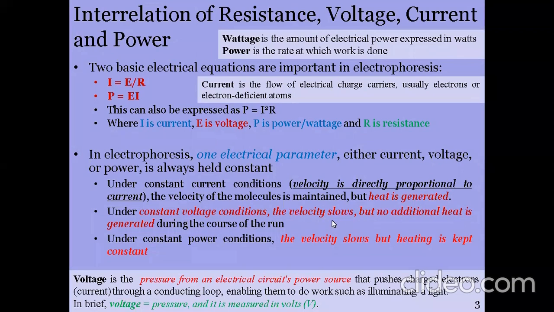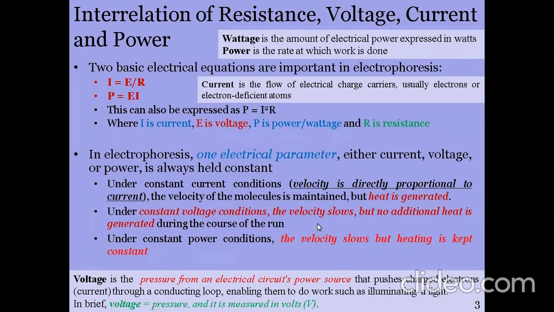Under constant voltage conditions, the velocity is slow. That means the movement in the electrophoresis will be slow, but no additional heat is generated. Under constant power conditions, the velocity slows, but heat is kept constant. Heat will not change. So this is how we can relate resistance, voltage, current, and power.